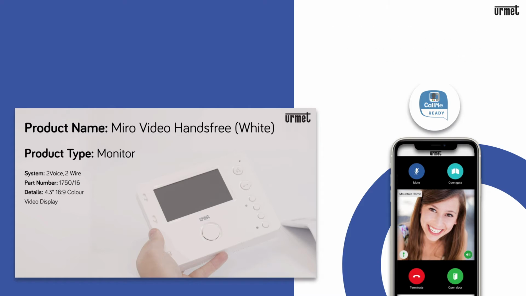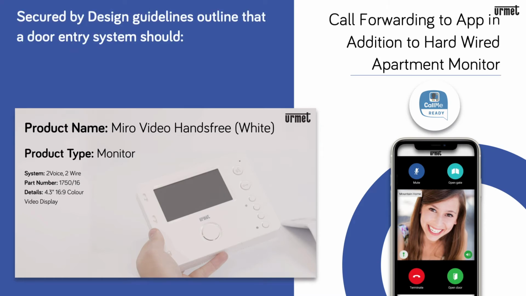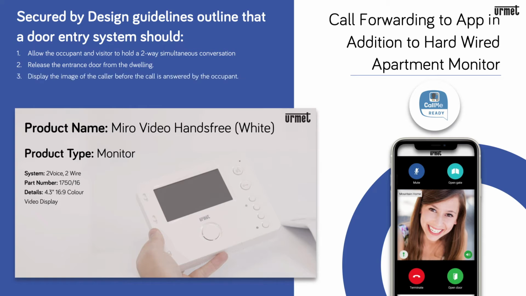The Secured by Design guidelines outline that a door entry system should allow the occupant and visitor to hold a two-way simultaneous conversation, release the entrance door from the dwelling, and display the image of the caller before the call is answered by the occupant. So, what's the Urmet solution? It's our 2-voice Miro Color Video Monitor. The Miro monitor complies with the Disability Discrimination Act, DDA, by helping to protect people with disabilities. To comply, the Miro video monitor comes with a built-in induction loop, a button to mute nuisance calls, and an LED status indicator for mute and door open.